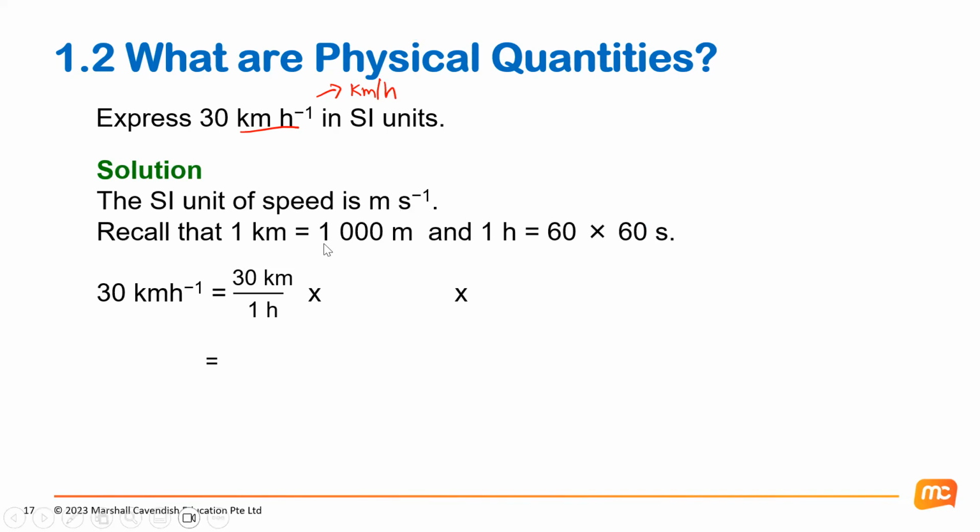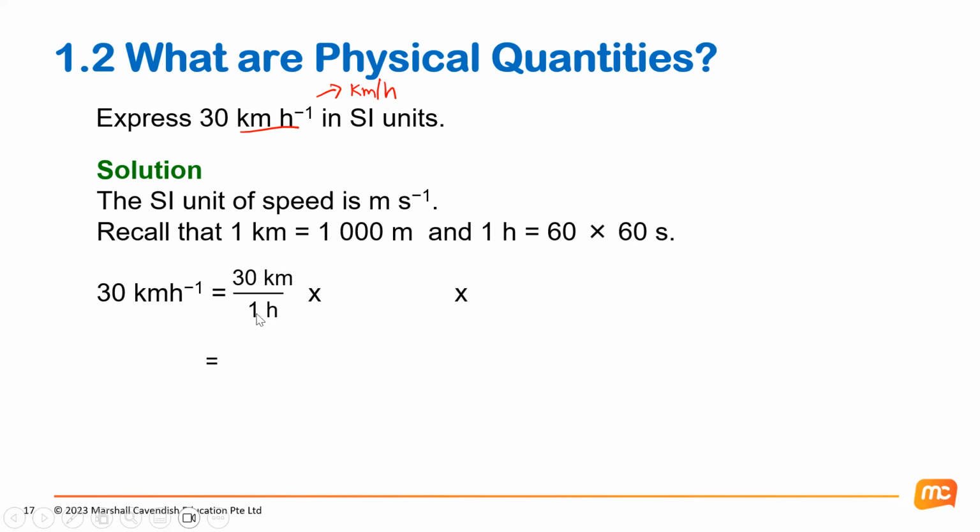Okay, so SI units, meters per second. So I need to change this to meters per second. Some of the useful things that you need to take note of: 1 kilometer is 1,000 meters, and then 1 hour is actually 60 times 60 seconds, which is 3,600 seconds. So the first step, I'm going to convert this into a fraction form. So I put 30 kilometers divided by 1 hour.